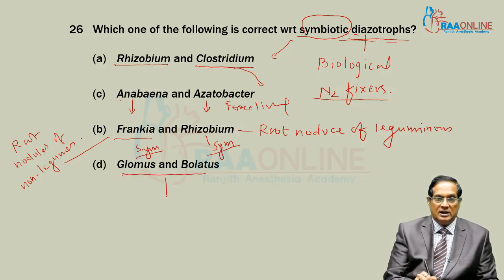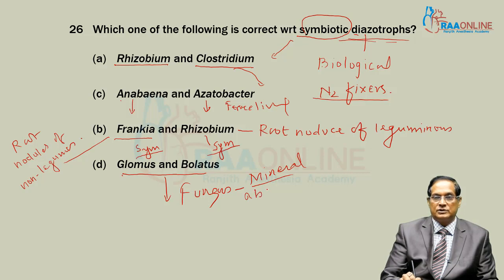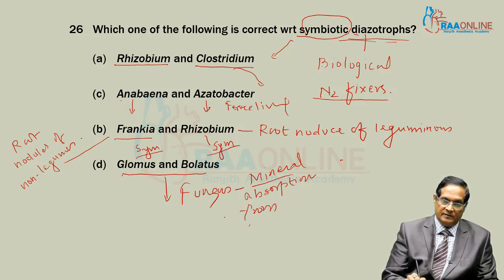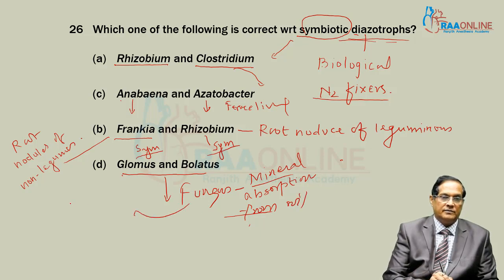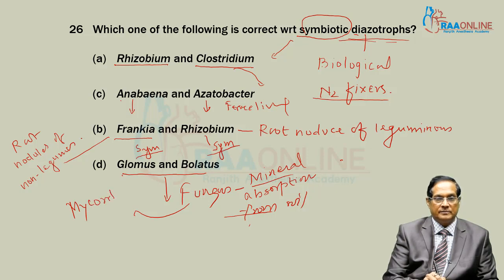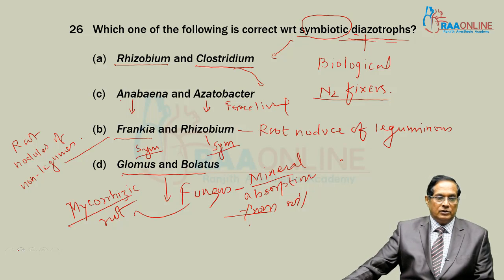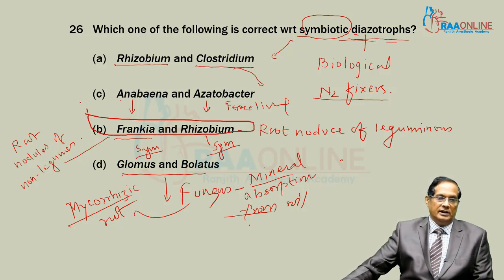And Glomus and Boletus, these two are fungi, and they are responsible for mineral absorption from soil. They are part of mycorrhiza, seen in mycorrhizal roots. So the answer is to choose that particular option in which both symbionts are there. With this regard, this option is correct: Frankia is found in the root nodules of non-legumes, and Rhizobium is found in root nodules of legumes.